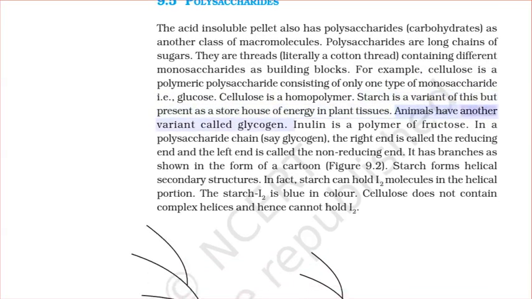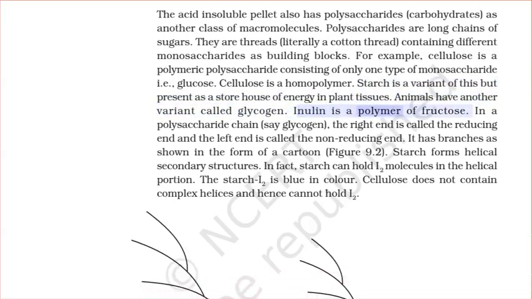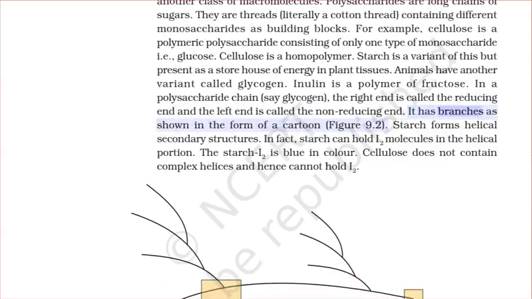Animals have another variant called glycogen. Inulin is a polymer of fructose. In a polysaccharide chain, say glycogen, the right end is called the reducing end, and the left end is called the non-reducing end. It has branches, as shown in the form of a cartoon figure.